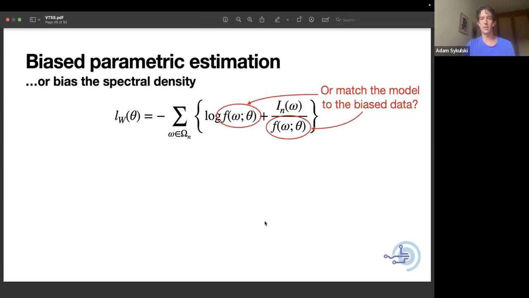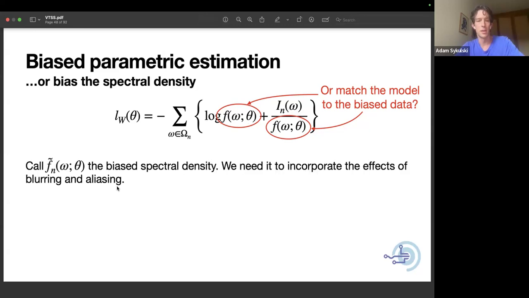So the work I did prior to this paper that I'm presenting today is a different approach at removing bias, which is to actually match the model in the direction of the biased data. In the Whittle likelihood, we're matching the periodogram to the spectral density, two quantities which can be biased from one another. But because we have a model for theta, we can try to encode this bias into the model and then fit it to the periodogram.